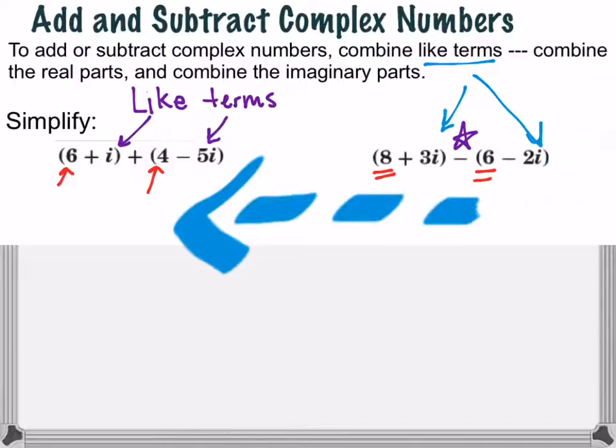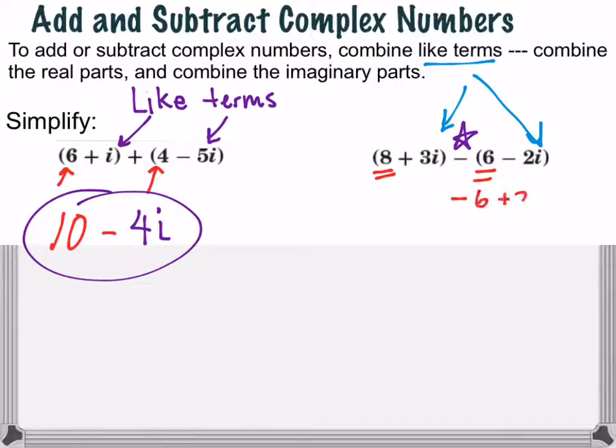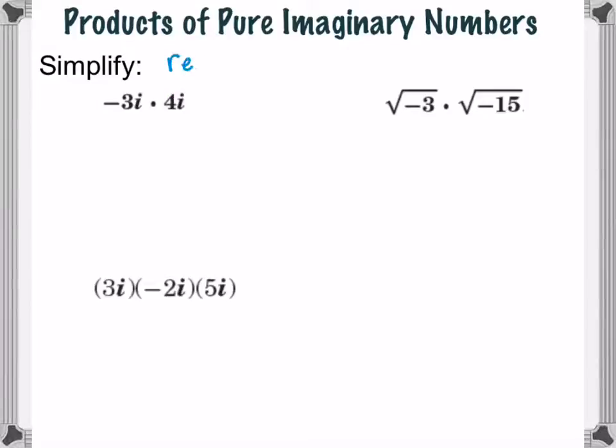So let's go back and look at the first one here. We add the real numbers and add the imaginary numbers, and that's it. We're done there. This next one, we got to distribute the negative. Then we add the real numbers and add the imaginary numbers. That is our final answer.